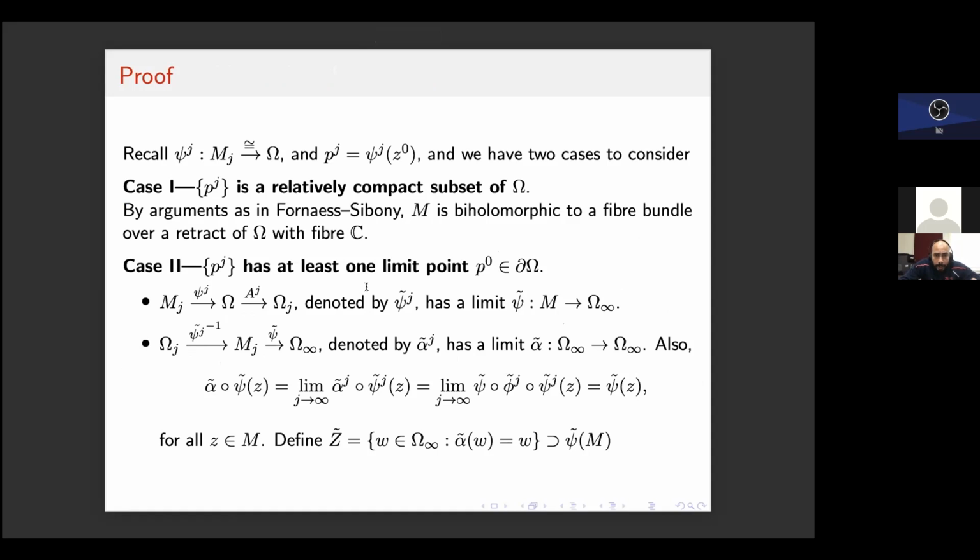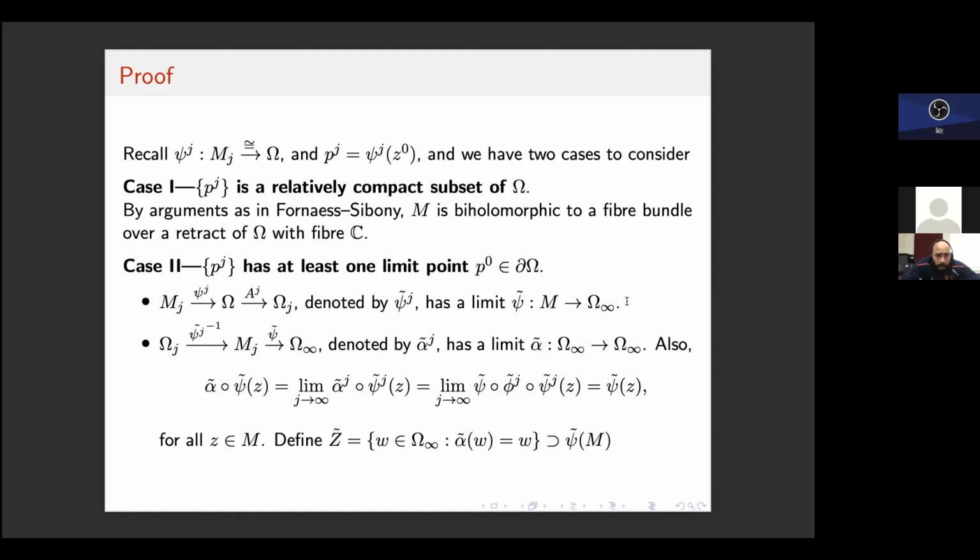Again, the interesting case is when Pj accumulates at some boundary point, and assume that Pj itself converges to P0. So in other words, we again have the scaling method available to us. I again borrow the notations from the previous proof. Let's first consider the composition of the initial biholomorphism Cj and the scaling maps Aj. Let's denote it by Cj tilde, and we already know that because omega infinity is Kobayashi hyperbolic, we have a limit C tilde from M to omega infinity.